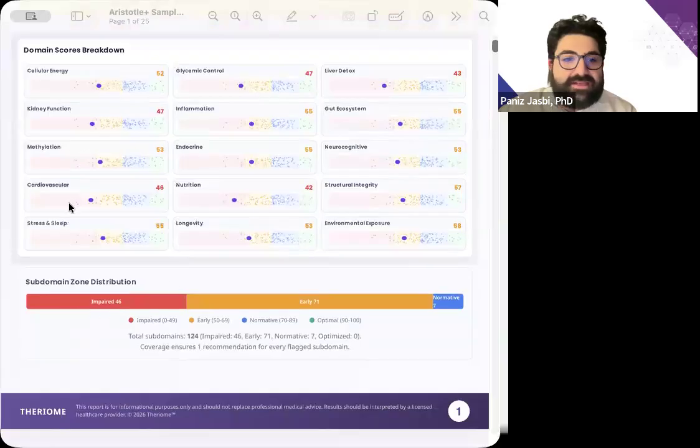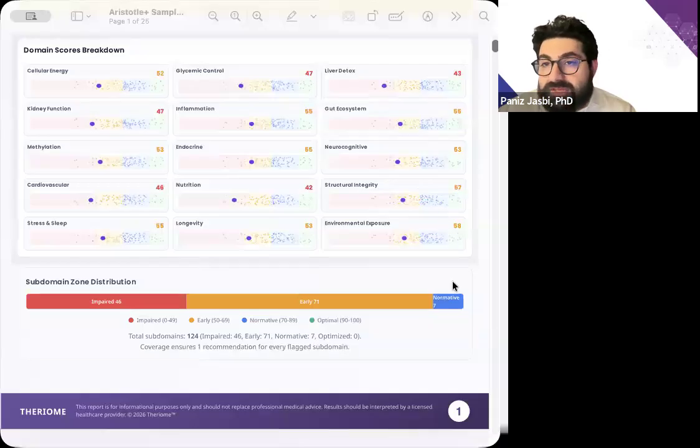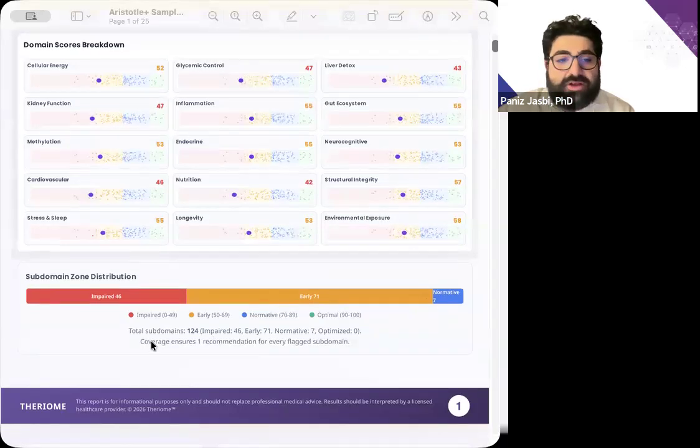Now, let's look at the subdomain distribution. This is one of the most important panels to avoid overwhelming individuals in the entire report. And it tells you how many subdomains are impaired, or in early disruption, or normative, or optimized. Here in this report, we see that none are optimized, although we have a total of 124 subdomains in the Aristotle Plus. And in this individual, 46 are impaired, 71 are early, with 7 being normative.